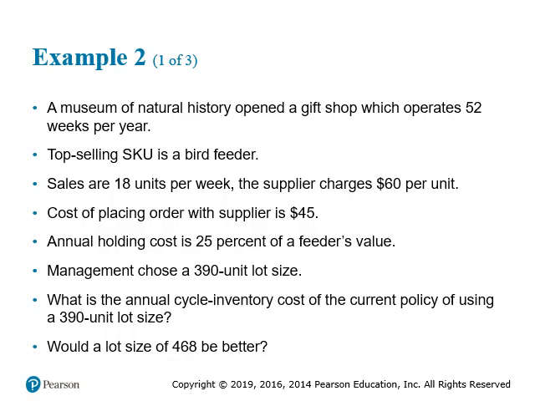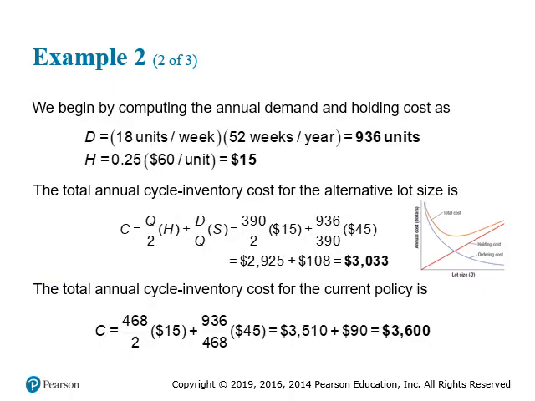Management to start with chose a 390 unit lot size, and they want us to figure the annual cycle inventory cost of the policy using a 390 unit lot size, and then they want us to do it again with 468. So we'll just apply the formula that we had on the previous slide. Like we said on the last slide, annual demand will be the weekly demand of 18 units times 52 weeks a year, which will give us 936 units per year.